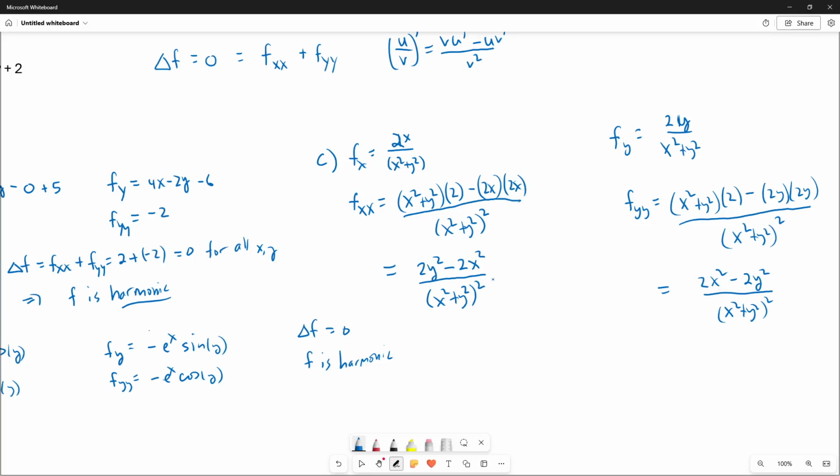And of course, when we add these, the numerators are opposites, so we will get cancellation, and the Laplacian of f is 0, and f is again harmonic. So those are some harmonic functions.